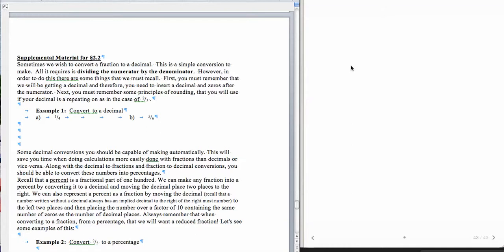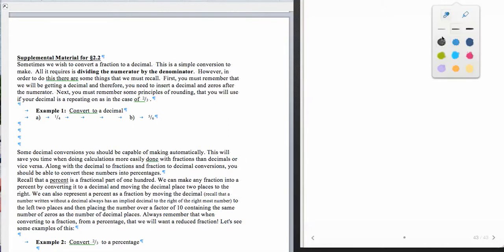If we want to convert a fraction into a decimal, the way we're going to do that is divide the numerator by the denominator. So we're going to convert a quarter and we're going to convert 5/6 to decimals, because each of those has a different type of decimal associated with it. So our first one, we have 1, and we're dividing that by 4.